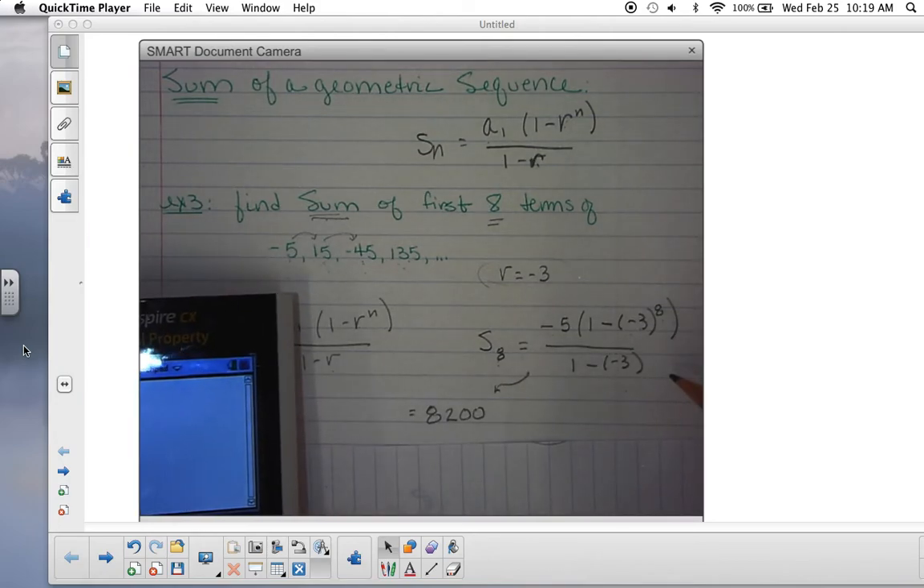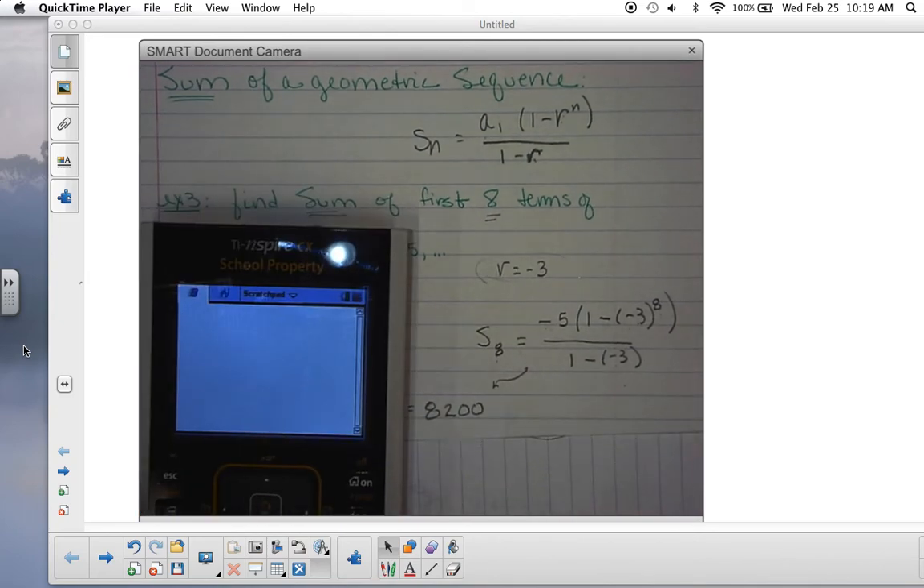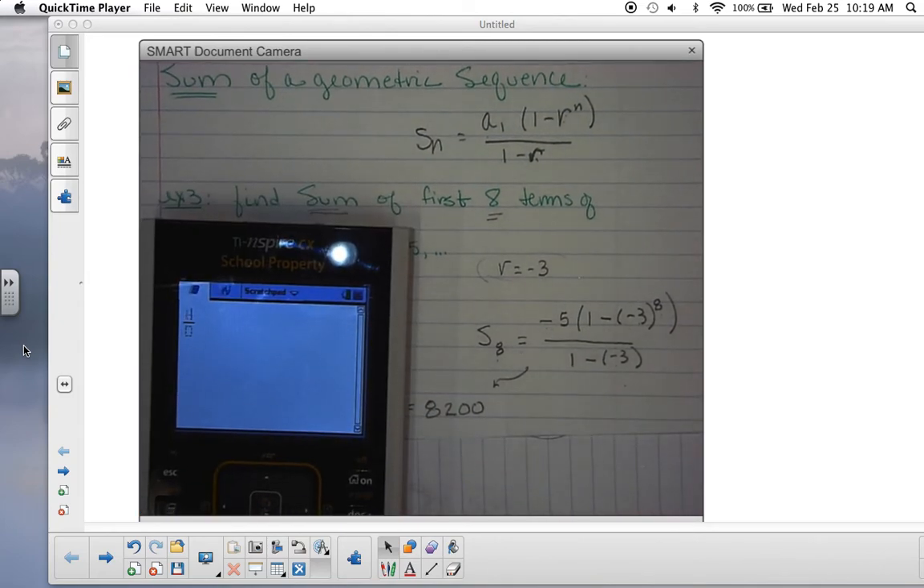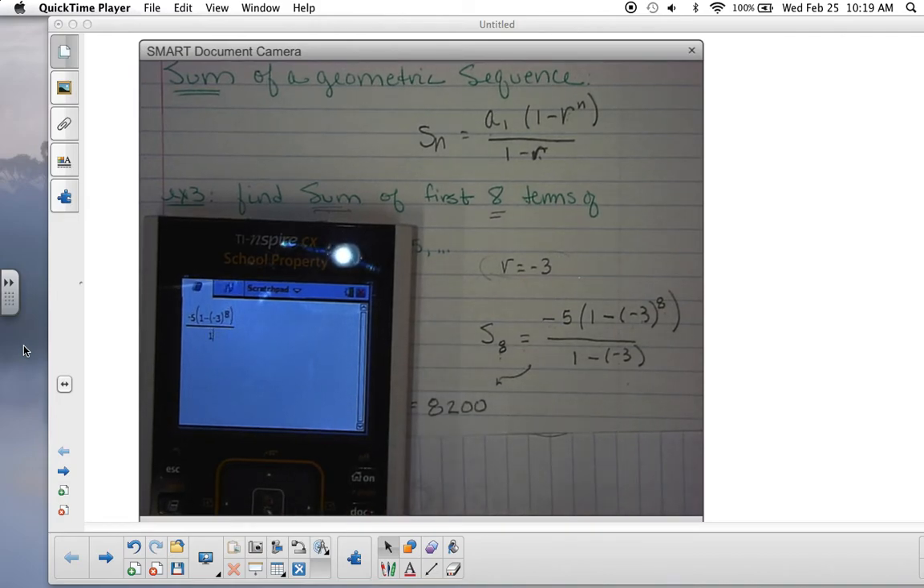So the formula is pretty easy to work with, but maybe a little bit tricky to get into the calculator. I would type this exactly as it appears there. So I'm going to open up a fraction and do -5, parenthesis, 1 minus, parenthesis, -3 to the 8, over 1 minus -3. That is the correct answer of 8,200.